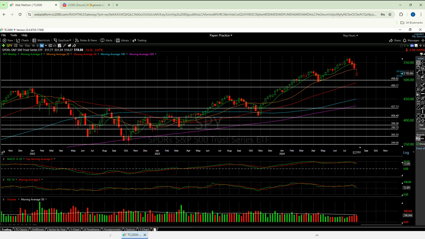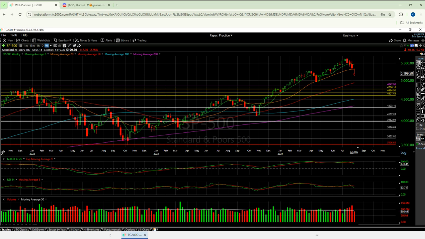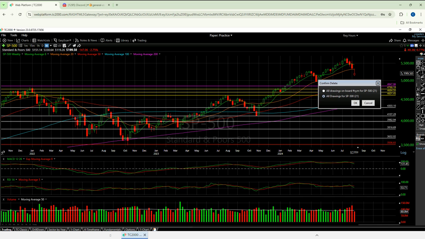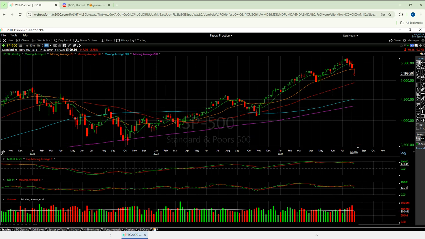So I've made the decision as I was saying all that stuff. We're going to come to the S&P 500. I'm actually going to delete all my lines. I'll probably draw some fresh ones later, and then we'll see them later. Let's take a look at a clean SP 500 chart, all right? We're looking at the weekly.